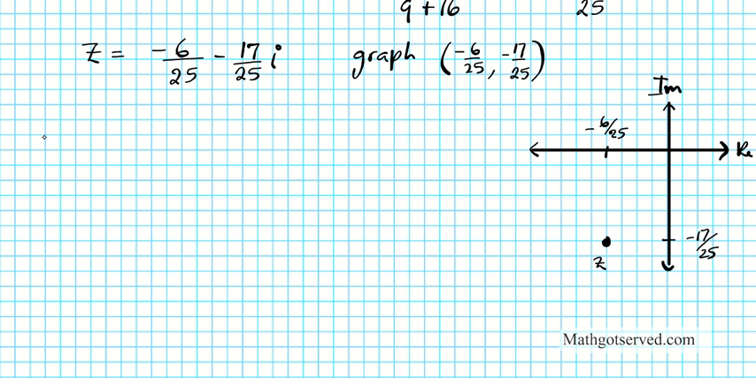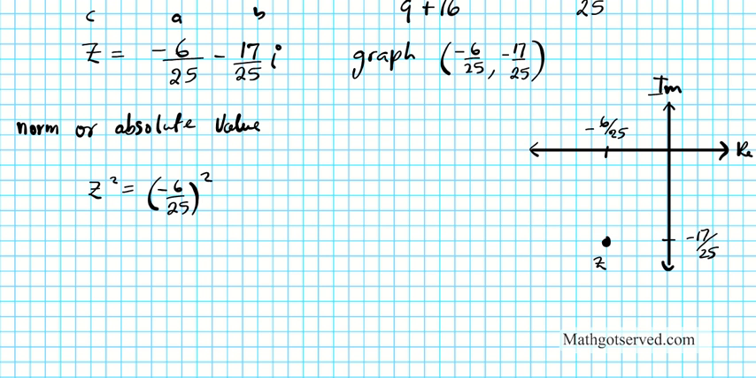We have the graph. Now let's find the norm, or the distance from the origin, or the absolute value. Okay, so it's called norm or absolute value. Doesn't matter what you call it. To find that, we're going to use the Pythagorean Theorem. So we know z squared is going to be a squared plus b squared. So this is like an a right here, and this is like a b, and this is like a c. Okay? So using the Pythagorean Theorem, we have negative 6 over 25 squared plus negative 17 over 25 squared. That's a squared plus b squared. We're going to work that out.